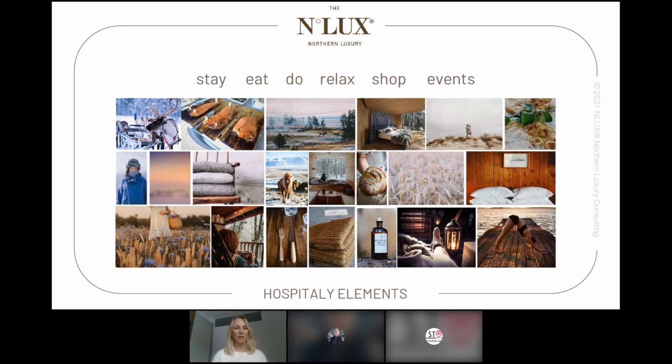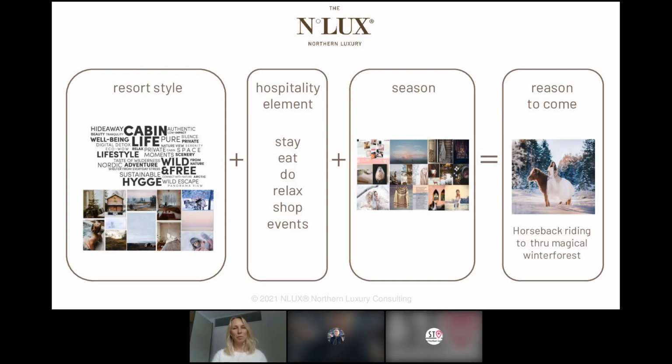And in our world, meaning the NLux concept that we are talking about here, first of all, you have to define what kind of style you have. Now we have an example here of the cabin life. It could be a rural farmhouse. It could be a heritage manor. It could be something else that you define. How do you combine these hospitality elements? How do you find also the seasons and the seasonality? And then you bring these different reasons to come. And this is where you actually can start telling stories, like Jaakko was describing earlier, that with one picture, you give a reason to your customer why to visit your place.